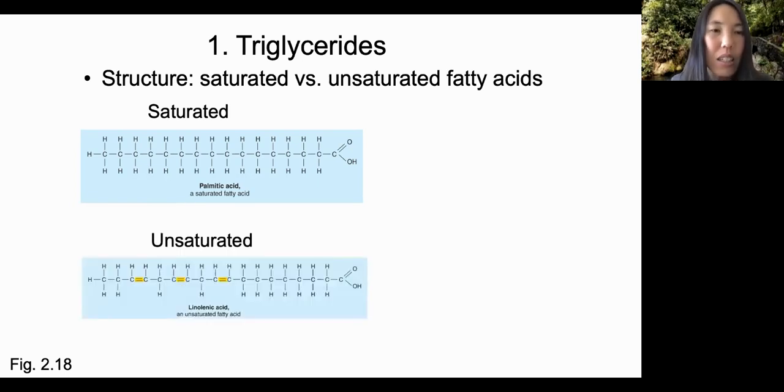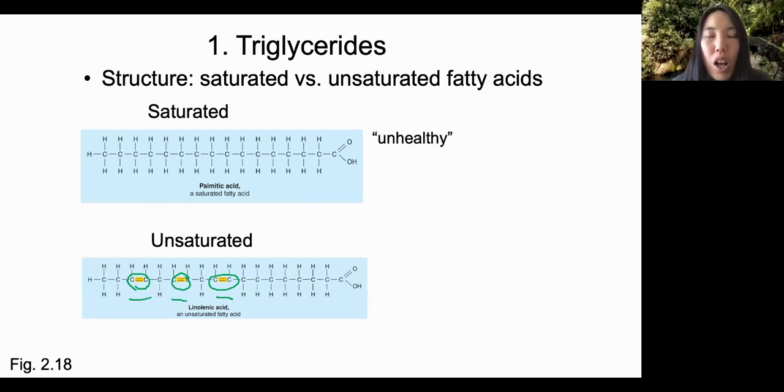Unsaturated fatty acids, if you look, you can see the difference between the unsaturated versus the saturated. There are double bonds in the unsaturated fatty acid, meaning that you don't have the maximum amount of hydrogen, or you're not saturated with hydrogen. And this is why it's called unsaturated.